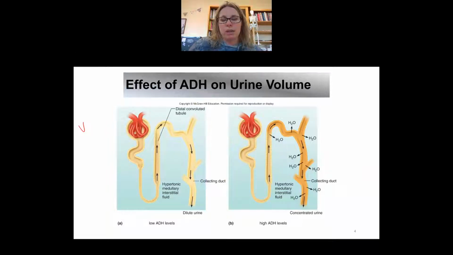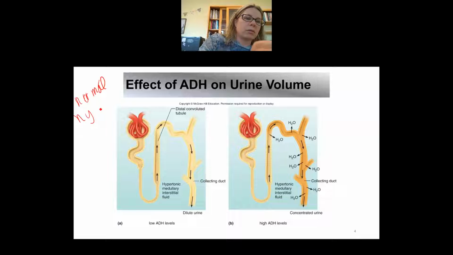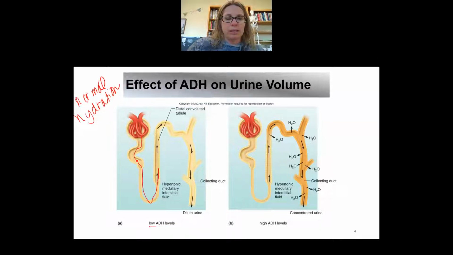Just to give another example of how ADH, antidiuretic hormone, works: if you have low ADH levels, or normal hydration levels, the person is not dehydrated. Once the fluid gets past the proximal end down to the distal tubule and the collecting duct, water's not leaving. It's staying in that collecting duct and you're getting very dilute urine.